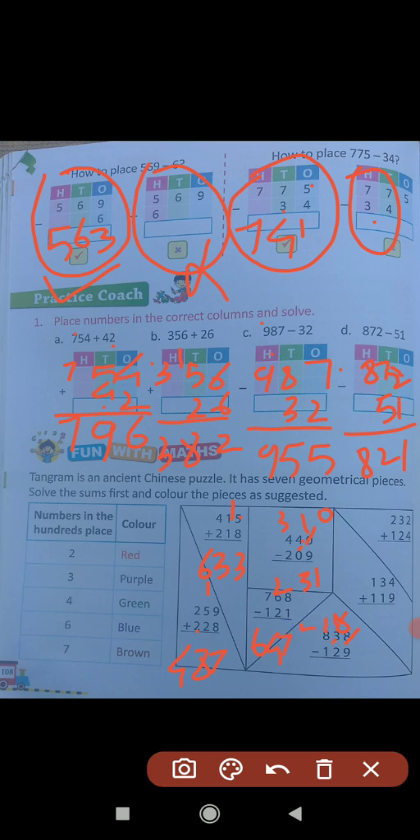So 18 minus 9 is equal to 9, and 2 minus 2 is equal to 0. Okay, and in the hundreds place, 8 minus 1 is equal to 7. Answer is 709. Next question, 134 plus 119.